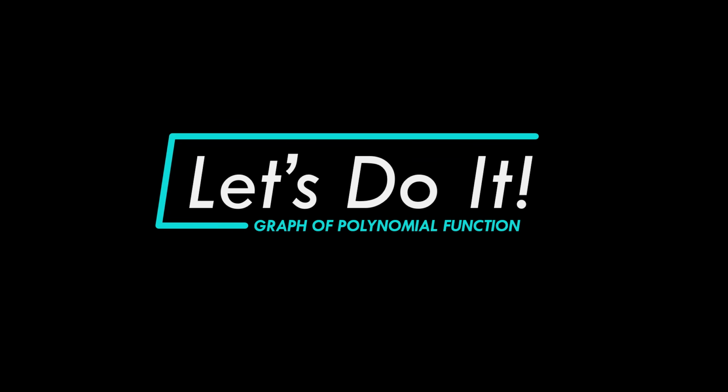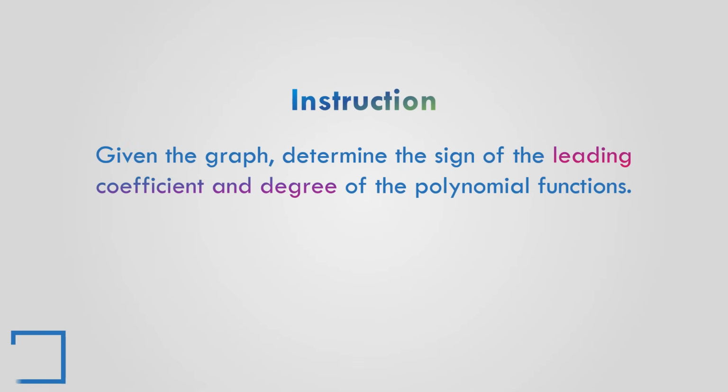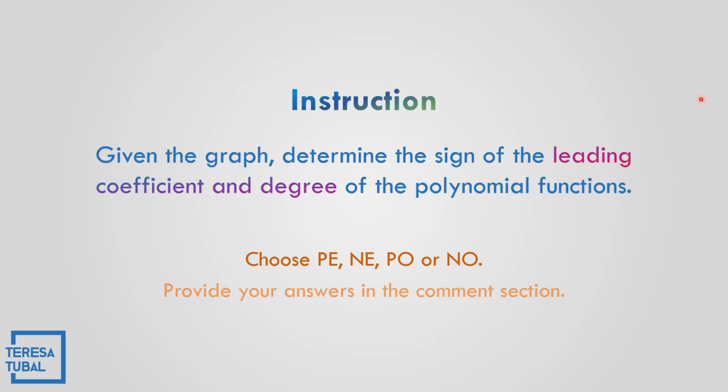Let us practice what you have learned about the graph of the polynomial function. Given the graph, determine the sign of the leading coefficient and degree of the polynomial functions. Choose PE, positive even, NE, negative even, PO, positive odd, or NO, negative odd. Provide your answers in the comment section.